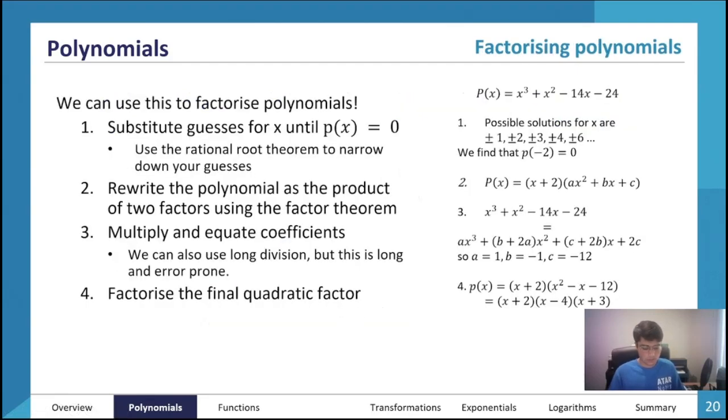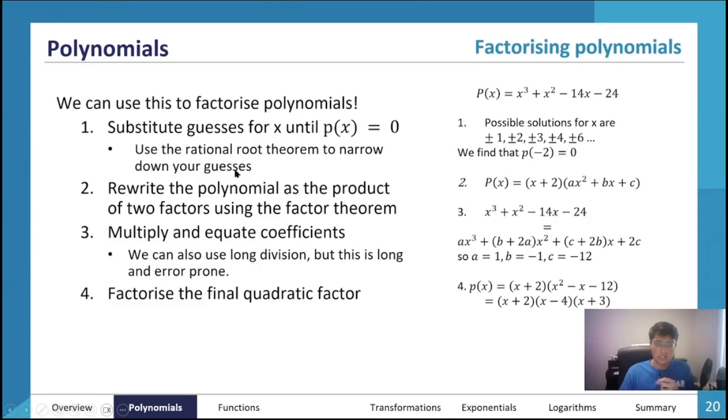So now that we have all these tools in our arsenal, we can use this to fully factorize a polynomial. I've got a general set of steps here that I followed personally, and I would suggest that you follow it too, because it really condenses everything down into distinct steps that are easy to follow. So the first step is to substitute guesses for x until p of x is equal to 0.